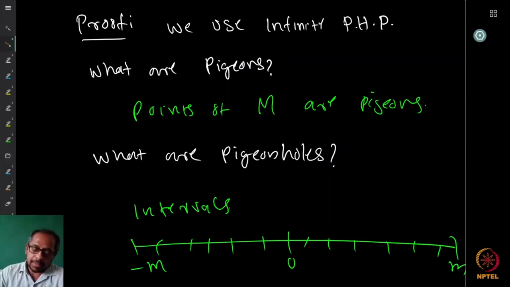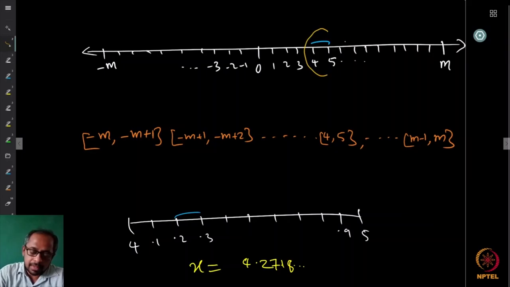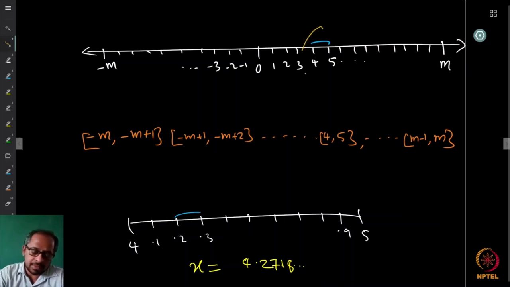You take the 2M intervals, and because they are finite, by the pigeonhole principle, there must be some interval which contains infinitely many points of M. So let us consider some interval, let's say 4 to 5, contains infinitely many. There could be several intervals containing infinitely many, of course. If there are more than one, you pick one of them arbitrarily. So we found that 4 to 5 contains infinitely many, let's say.